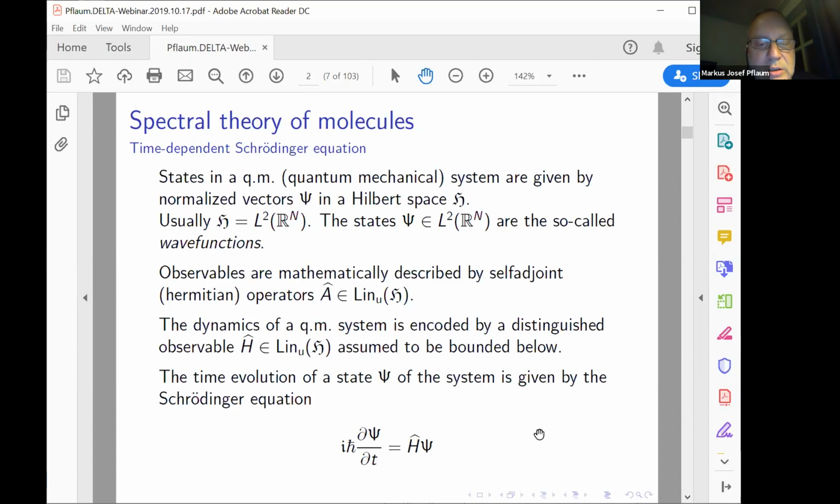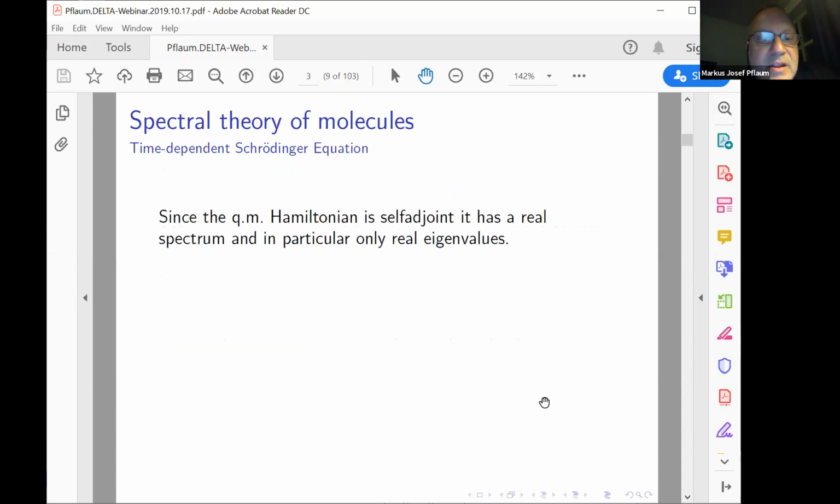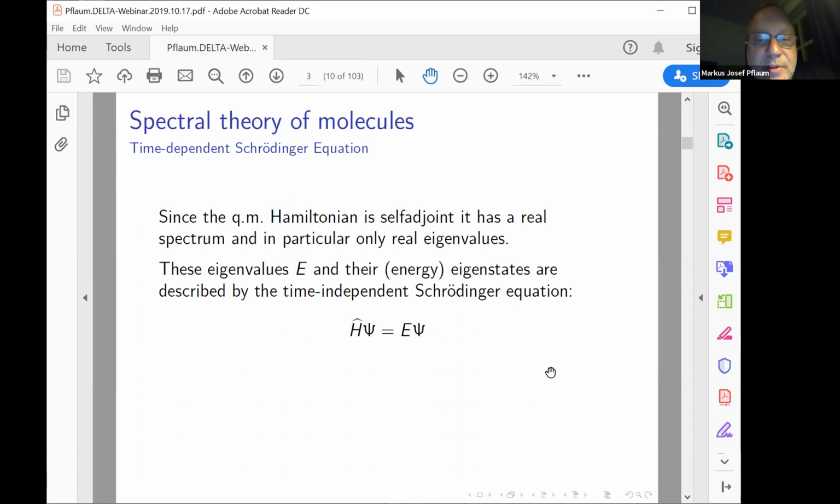So how does that have anything to do with energy? The eigenvalues of the Hamiltonian are real, and they give you the energies the system can have. If you have the eigenvalue equation, H hat psi equals E psi, then the system can be in all of these E's, which you can have as eigenvalues of the Hamiltonian.